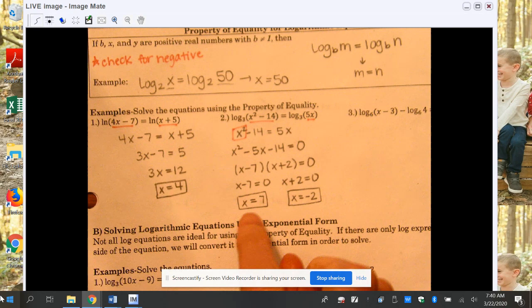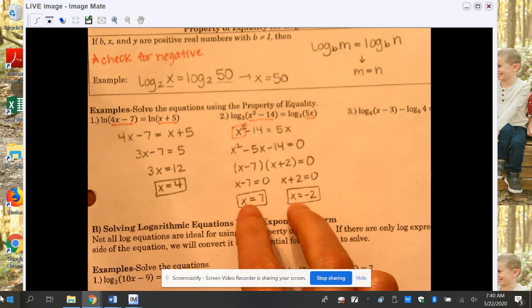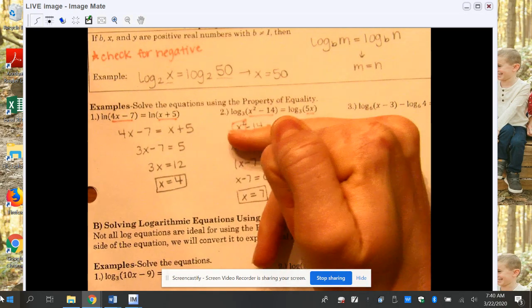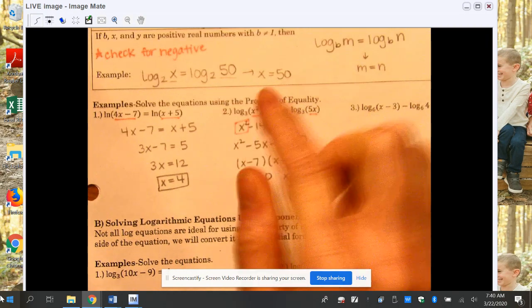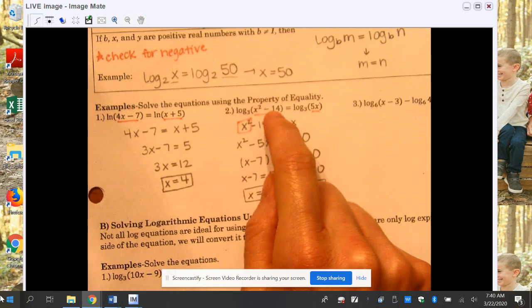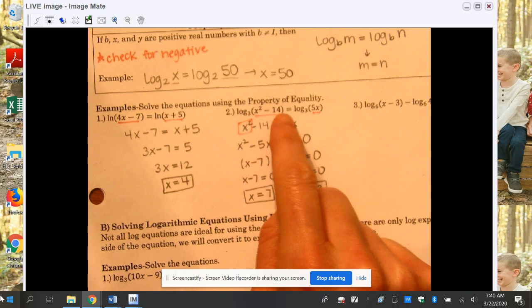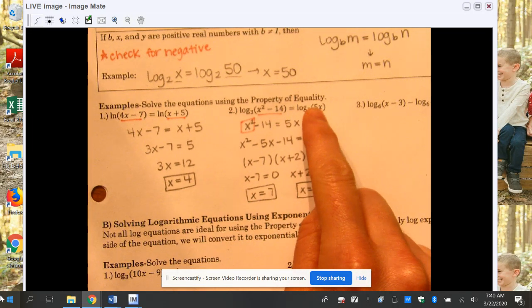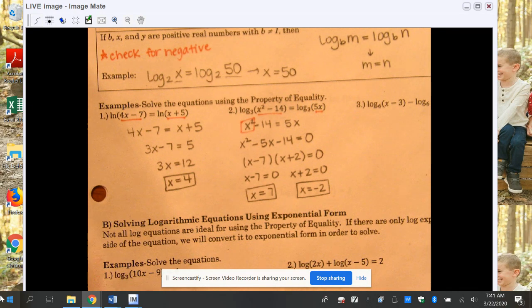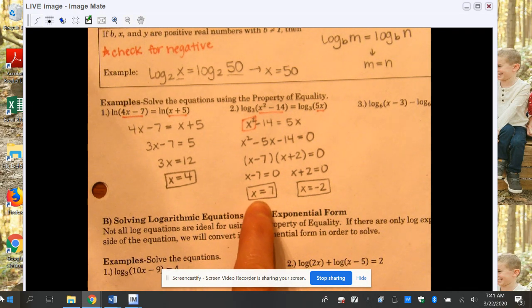So for example, now I need to check that both of these values are true. So you always go back up to your original equation. Well, 7 squared minus 14, 49 minus 14, it's going to give me 35. 5 times 7 is 35. So I know that that solution works.